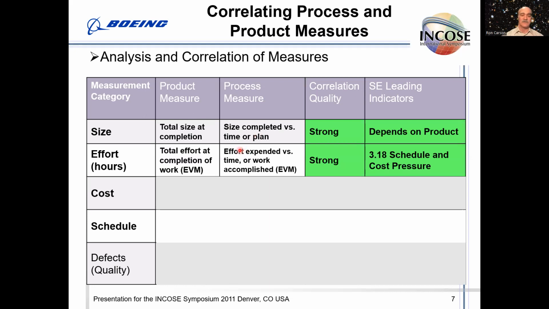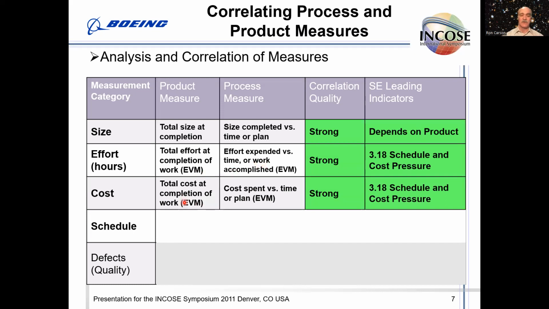The effort, so total effort at completion of the work, would be measured by earned value management. And the process measure would be the effort expended versus time or the work accomplished. Again, that would be provided by earned value management, and there would be a strong correlation. The related SE leading indicator would be schedule and cost pressure. For cost, similarly, we would be relying on earned value management for the total cost at completion and the cost spent versus time versus the plan. There would again be a strong correlation, and the SE leading indicator is the same reference.